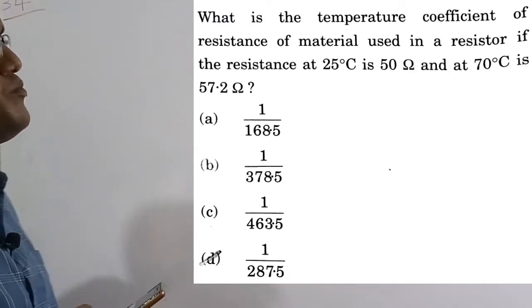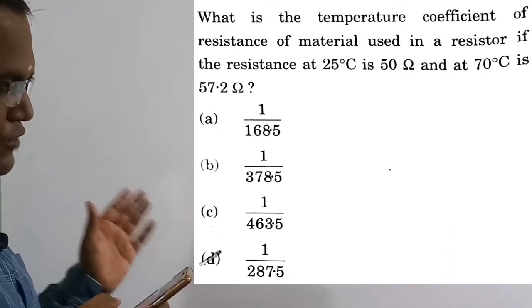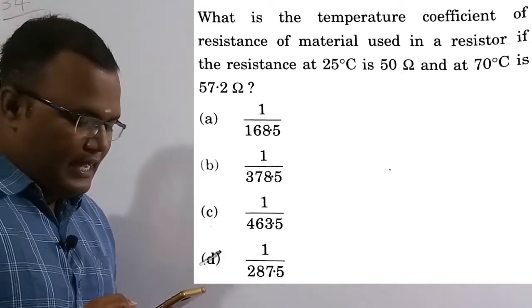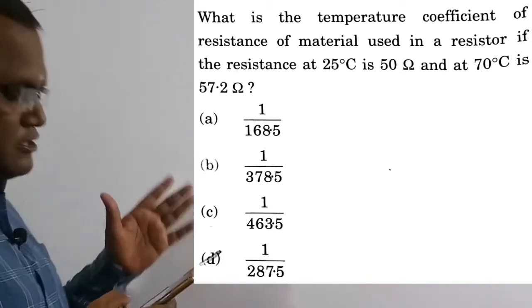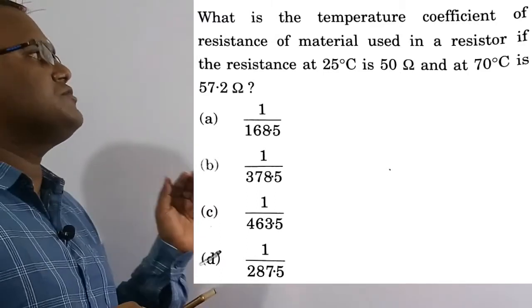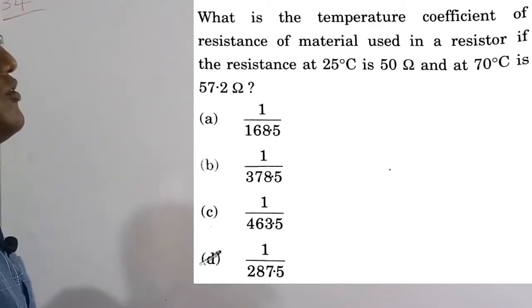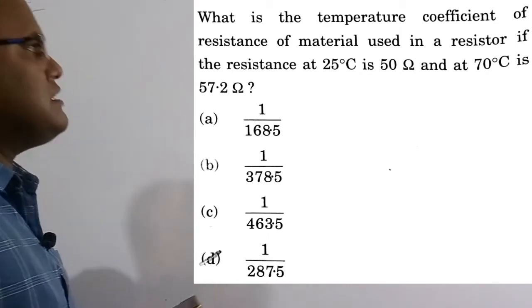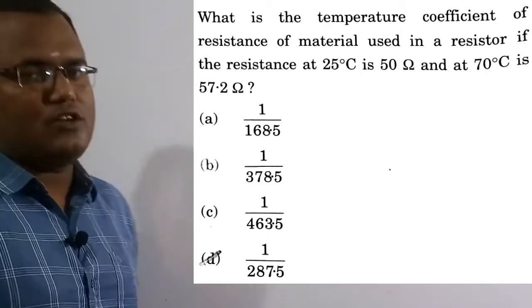So based on these two parameters, at a temperature of 25 degrees the resistance is 50 ohm, and at 70 degrees centigrade the resistance is 57.2 ohm. Based on these, we need to figure out the temperature coefficient of this resistor. So what are the four options? Option D is the correct solution of this question. So let's solve this numerical.